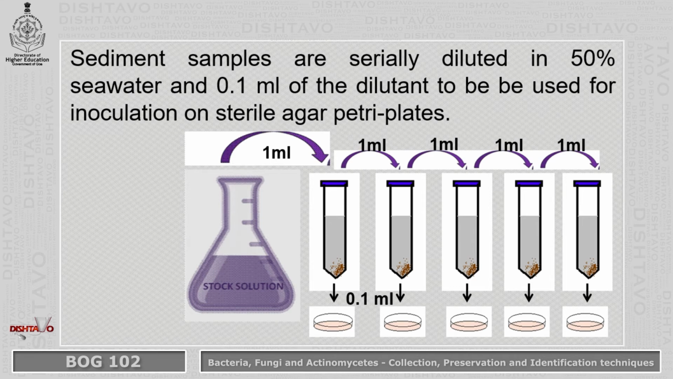The sediments are first dissolved in 50% seawater solution in 100 ml of water, and a serial dilution is carried out. In serial dilution, 1 ml is taken from the 100 ml and put in 9 ml of water, then again another 1 ml. So a dilution of 0.1 ml concentration of the original is taken for plating on an agar plate based on standardization of the procedure.